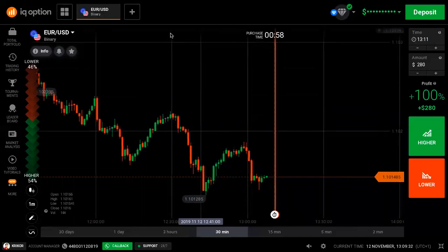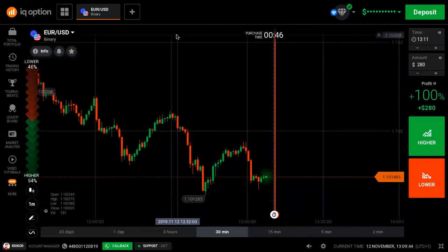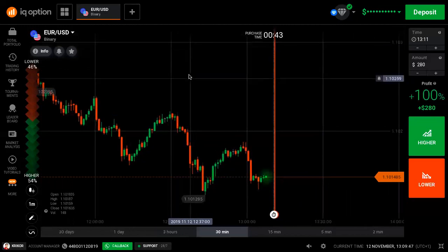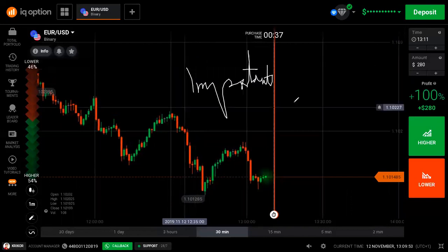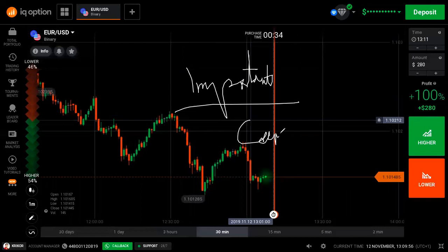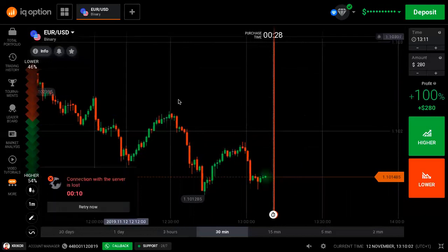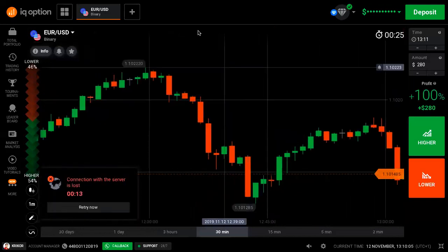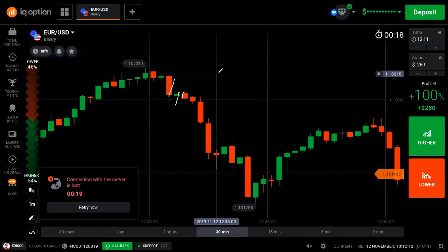Let's talk about what I call important candlesticks, or important candles. You know, there are candles in the market because we are using candles. But there are some important candles that you need to pay attention to when you see them.